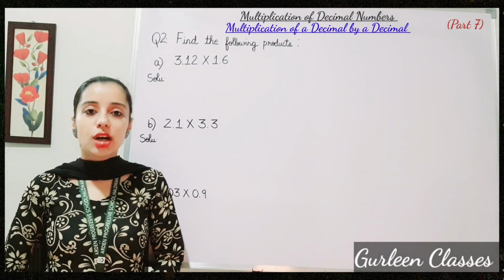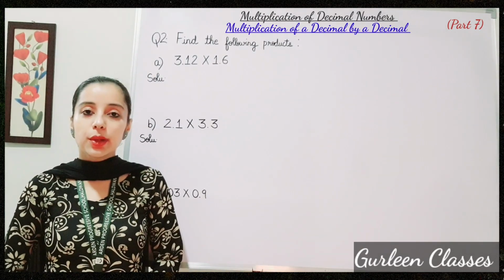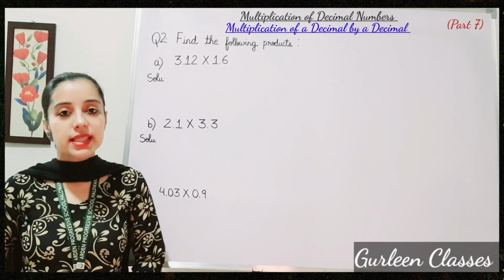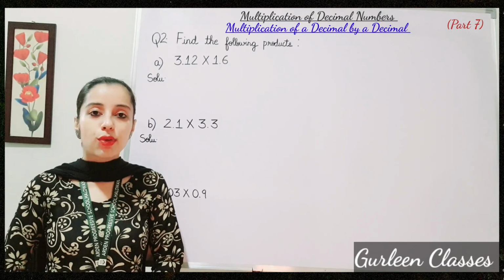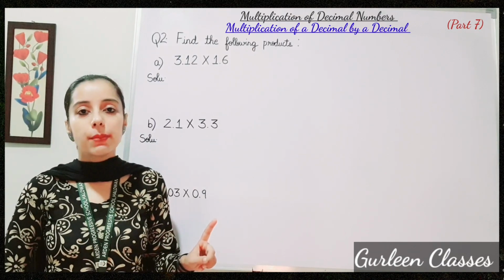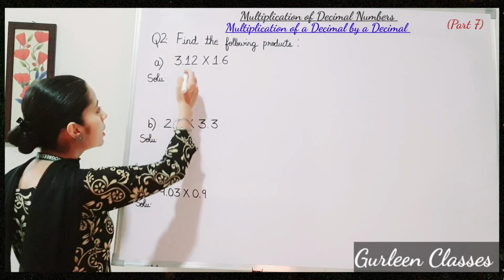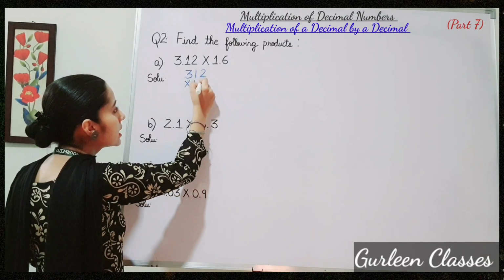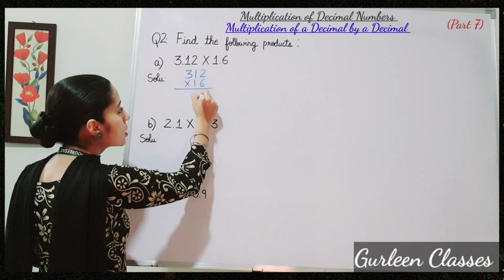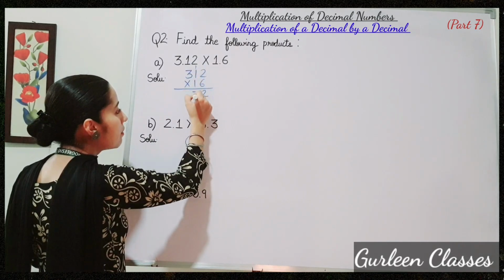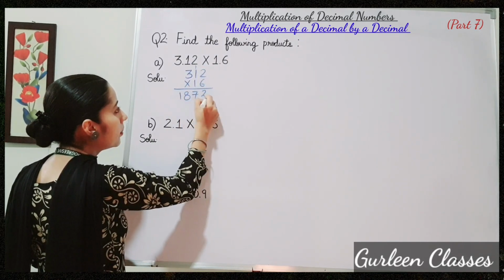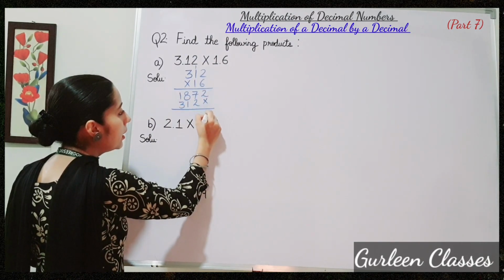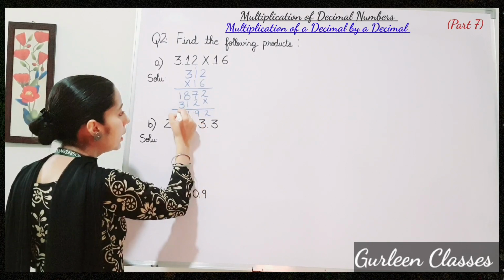Case 2, multiplication of a decimal by a decimal. Question number 2, find the following products. A: 3.12 into 1.6. So students, here also we have to follow the same steps. Ignore the decimal point and simply multiply. So it will be 312 into 16. 6 2s are 12. 6 1s are 6, 7. 6 3s are 18. 1 2 is 2, 1 1 is 1, 1 3 is 3. Now add: 2, 9, 9, 4.